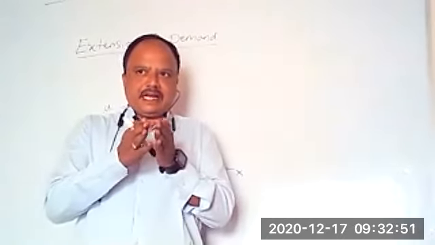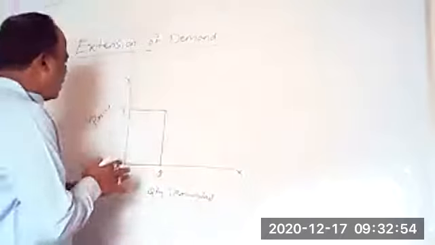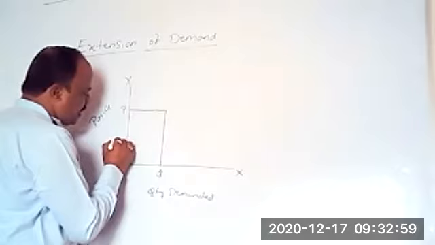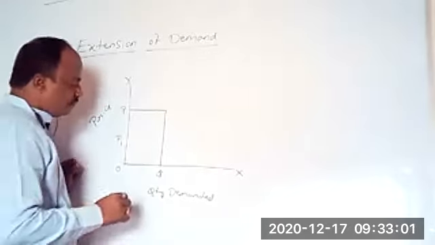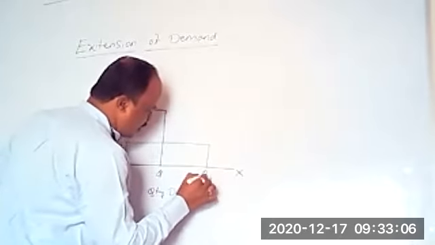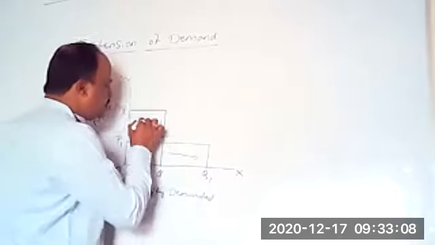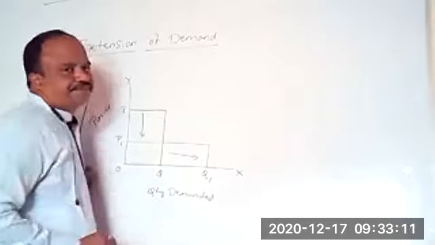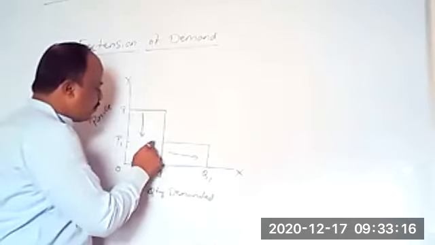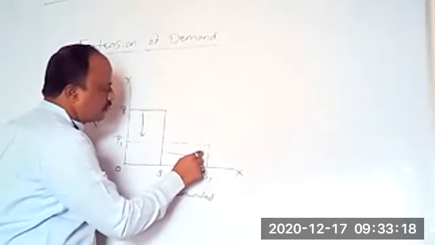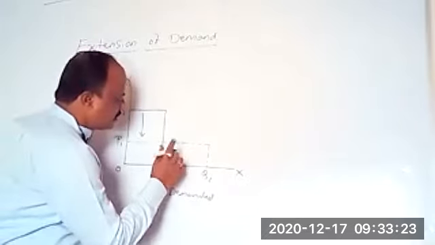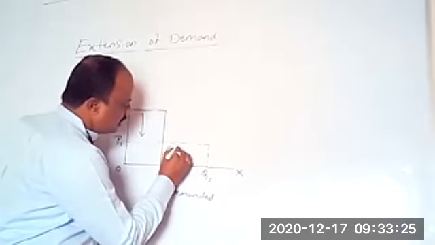That's the P1 and this is Q1. So price decreases, our demand increases. This is P1. This is called extension.